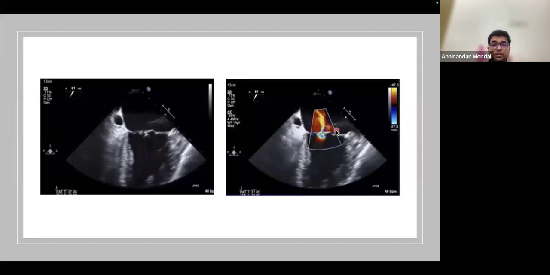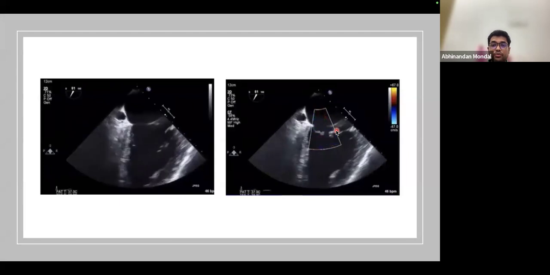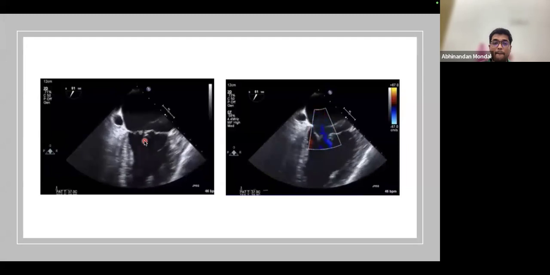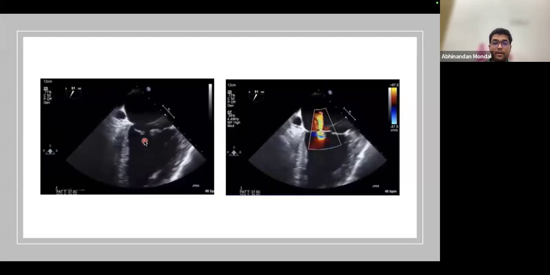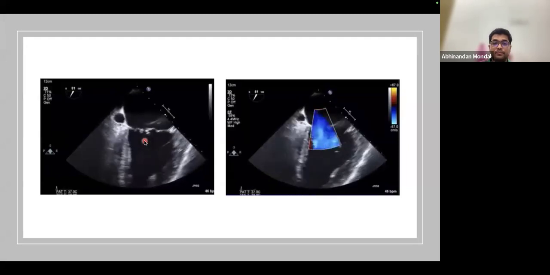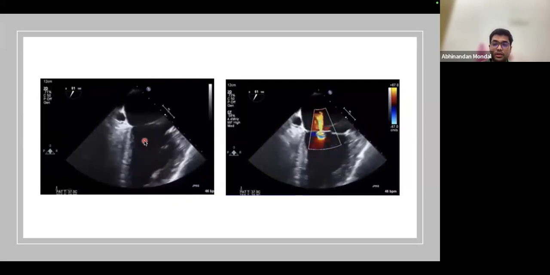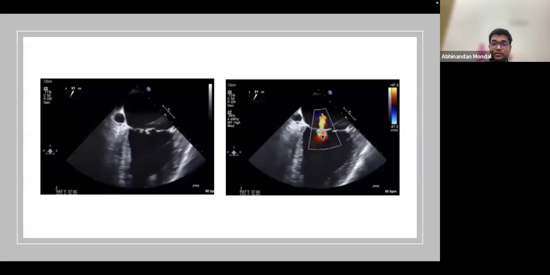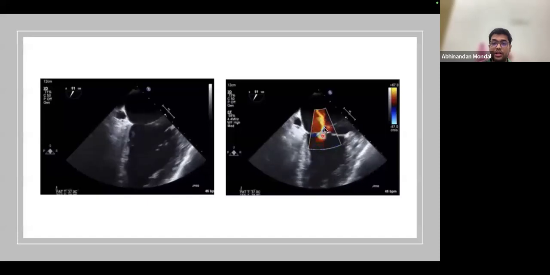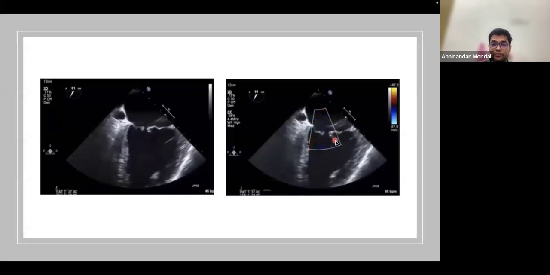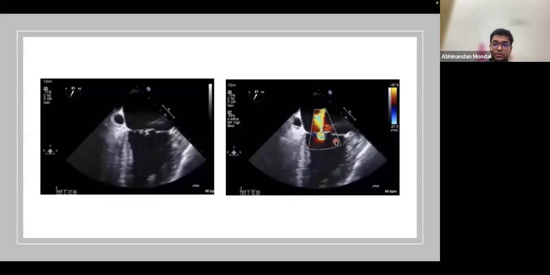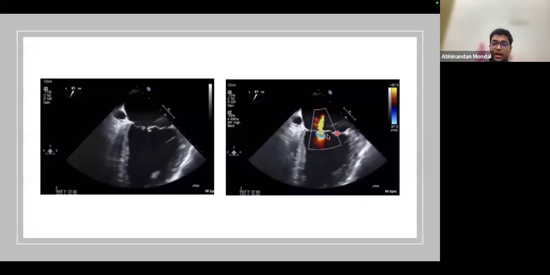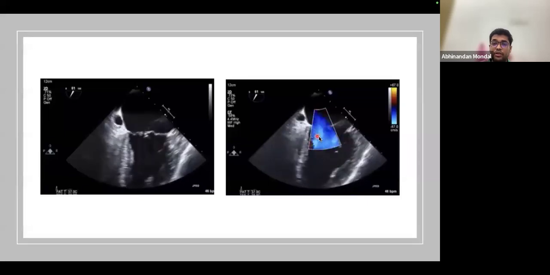This is a commissural view. What is this junction? It is around the A2P3 area, somewhere in between. So there must be a cleft in there. So this is a coaptation between the anterior mitral leaflet and your posterior mitral leaflet.